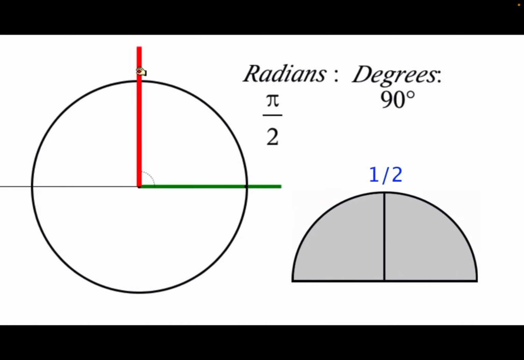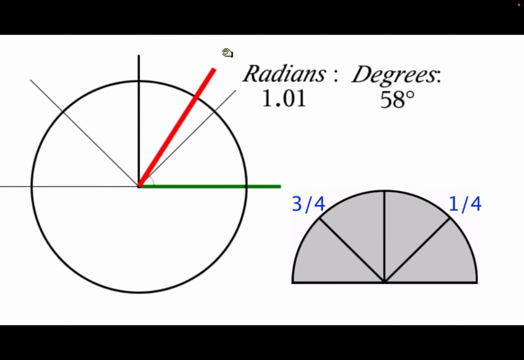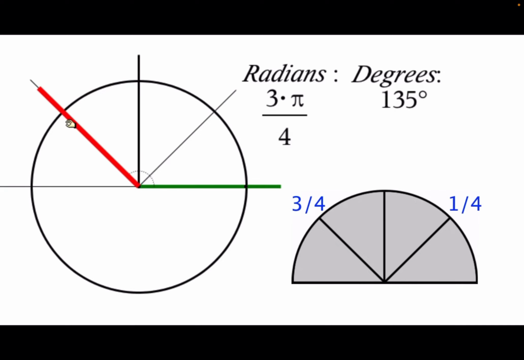Right here, at exactly the halfway point on the way to 1 complete pi radians, this is pi over 2 radians, and that's 90 degrees. And over here we've got 1/4 pi, or just pi over 4, which is the same as 45 degrees. And over here 3/4 pi is 135 degrees. And of course here is 1 complete pi, and that's 180 degrees. But there are a few other important ones.